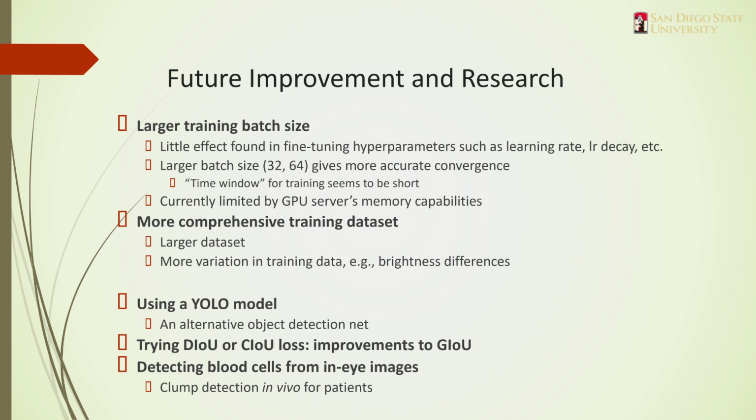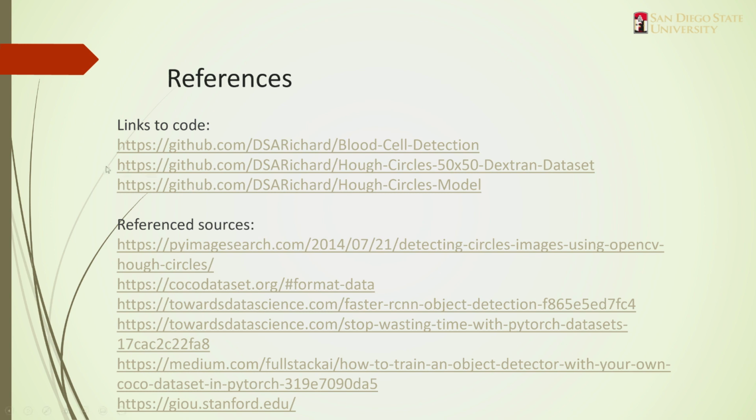I also might consider trying DIoU or CIoU loss, cousins of GIoU standing for Distance Intersection over Union and Complete Intersection over Union respectively. And finally, this is something I'm starting to work on, is detecting blood cells from in-eye images, clump detection in vivo for patients. This has many similarities and differences to this project, but the methods I've used here should be able to be applied there successfully. Here are some of my references.